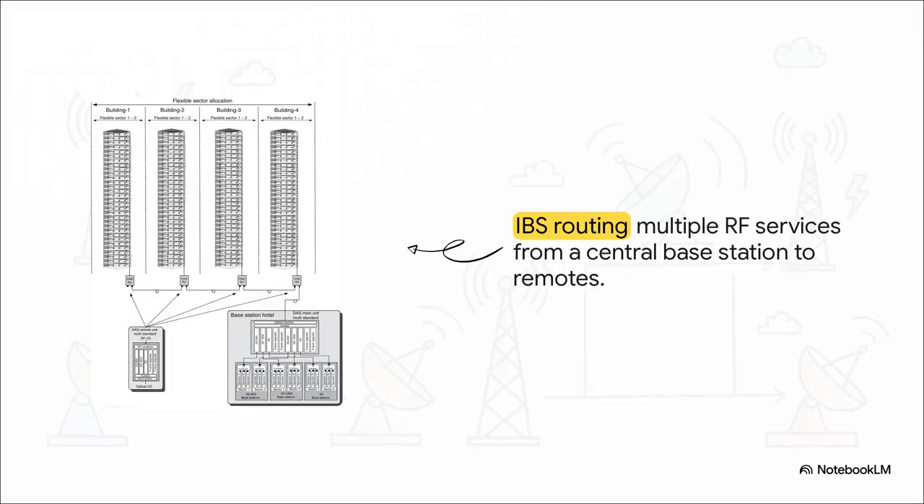And this brilliantly illustrates how backhaul handles complex setups. Take an indoor building solution, or IBS. It routes multiple RF services from one central base station out to remote units across several large structures. Microwave links provide that high-capacity, highly reliable connection to ensure that every single floor and every single building gets the data it needs without dropping a single packet.